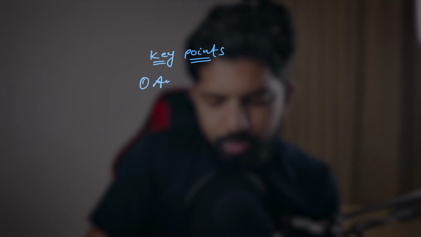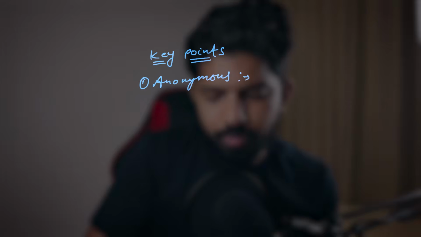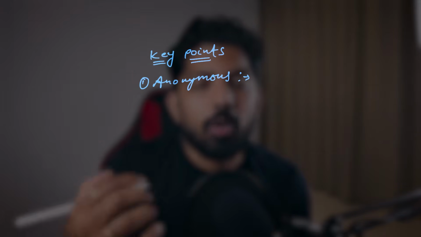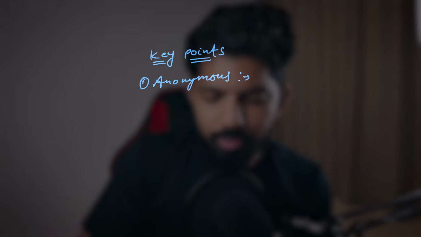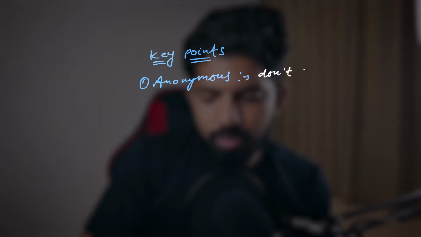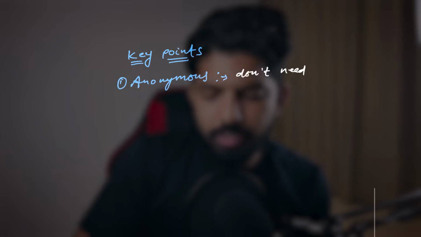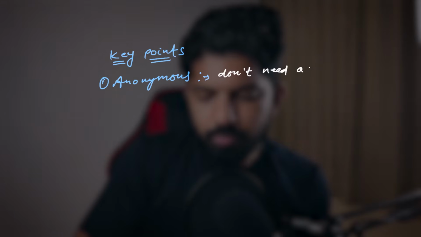So now there are a few key points which we need to keep in mind while creating a lambda function. So let me write key points. The first one is anonymous. Means lambda functions are anonymous and they don't need a name. So we can write, don't need a name.